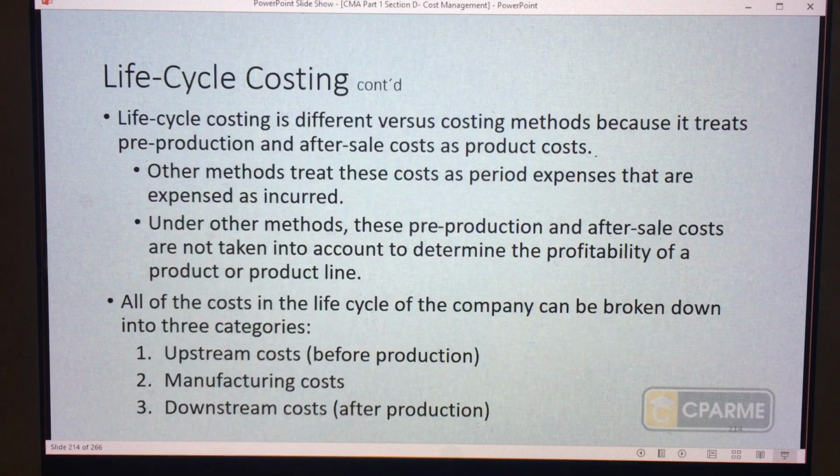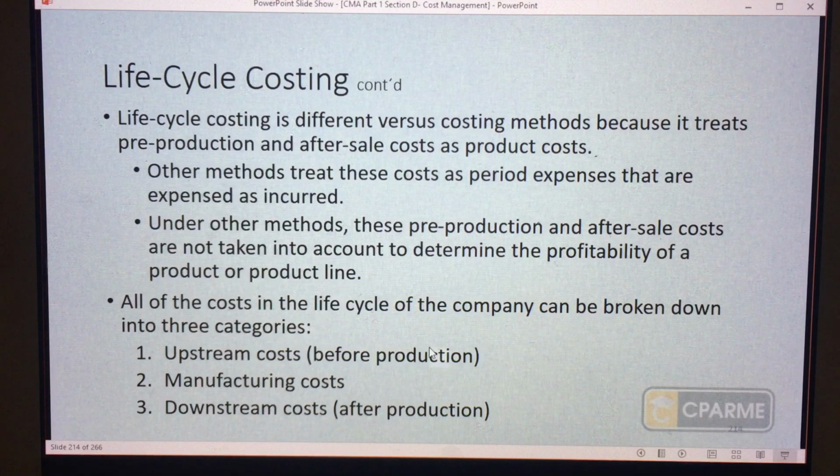So life cycle costing is different versus your other costing methods kasi nga, it treats pre-production and after-sales cost as your product costs. And so other methods see these costs as period expenses that are expensed as incurred. And normally, hindi nga siya naisasama doon sa ating analysis. So under other methods, these pre-production and after-sale costs are not taken into account to determine the profitability of a product or a product line.